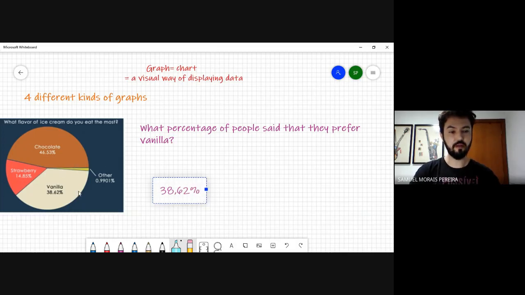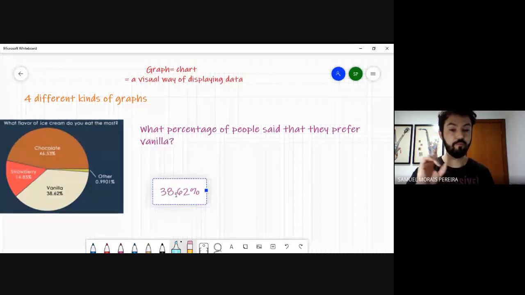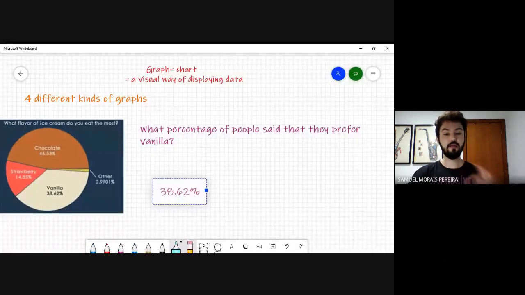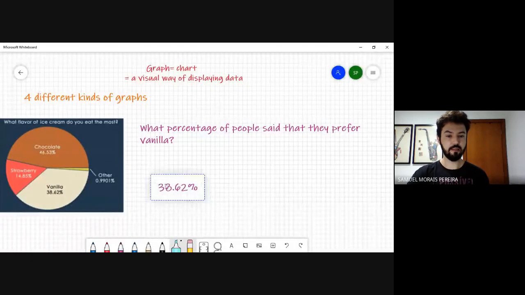This graph here is in English. This is the reason why they don't have a comma here, because a comma would be Portuguese, and we have here information in English. So this is the reason I have the point. So when I read it, I have to pronounce the word point. I have to say 38.62%. Okay, so this is the answer to the question I have up here.